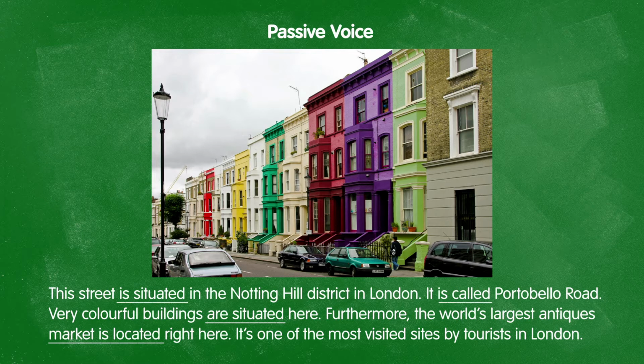Furthermore, the world's largest antiques market is located right here. It's one of the most visited sites by tourists in London. You must have heard of the Notting Hill Carnival, the most colorful street festival that takes place here. So, if we analyze the given description, we will surely notice the passive structure contained in some of these sentences. Anytime you use the phrase is situated, is called, is located by, you are using the present simple passive.